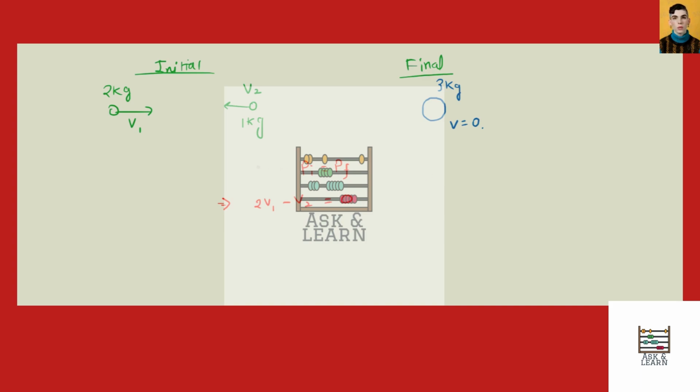So what can you conclude about the relative speeds of the balls before the collision? So from here we can get the relation that 2v1 is equal to v2, which means that v1 over v2 is nothing but 1 over 2. Relative speeds of the ball before the collision.